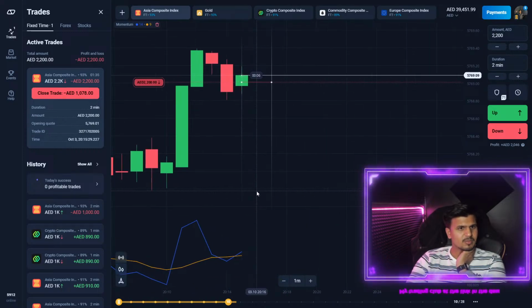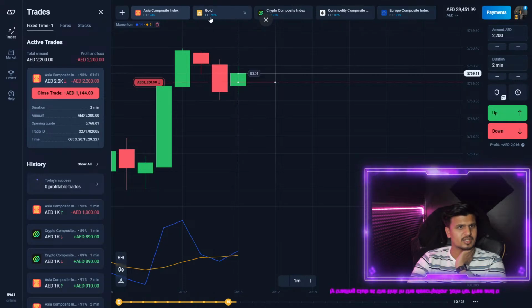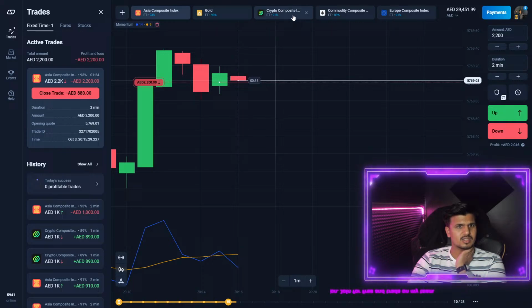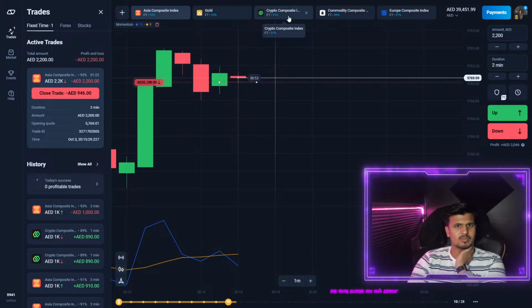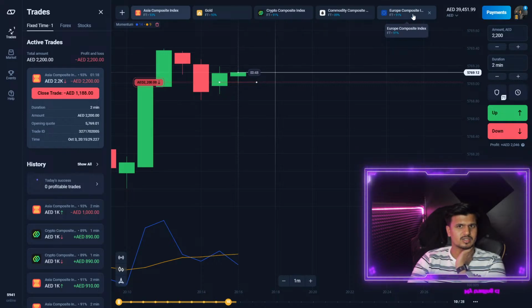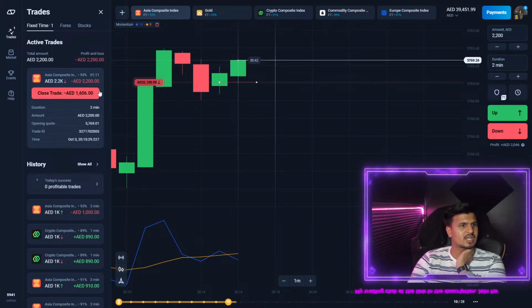But it mostly works perfectly with this Asia Composite Index, Europe Composite Index, and gold one. And you can see here the percentage rate, 93 percentage rate, 93 percentage rate. Crypto composite has 91 percentage, commodity composite index 89 percentage, Europe composite index 91 percentage. So guys, why I am using the martingale strategy, I will give you this answer after we get this profitable amount.